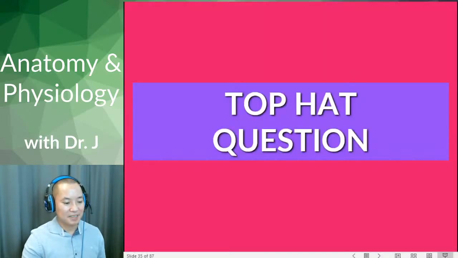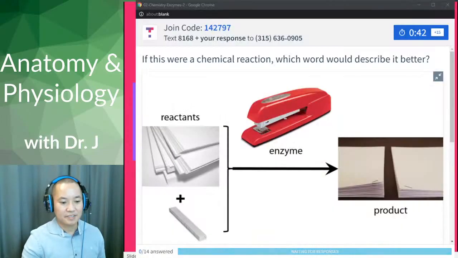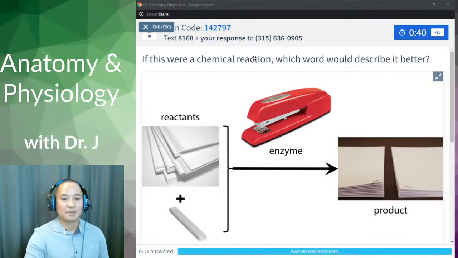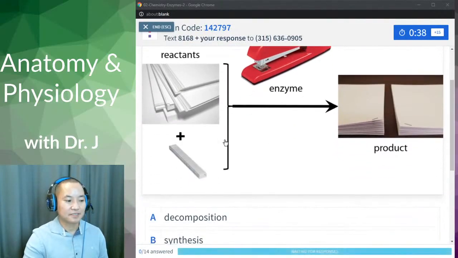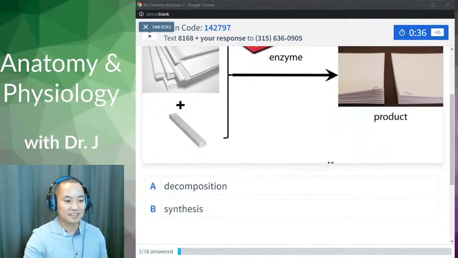Another Top Hat question. If this was a chemical reaction, which word would describe it better? Decomposition or synthesis?